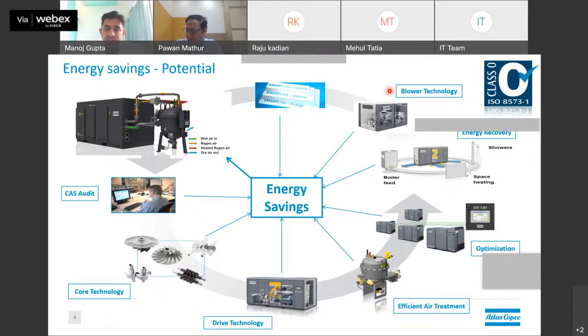Now the blower technology, where, like in fly ash conveying, you require a low pressure compressor. So for that we have blowers available also and low pressure compressors available also.